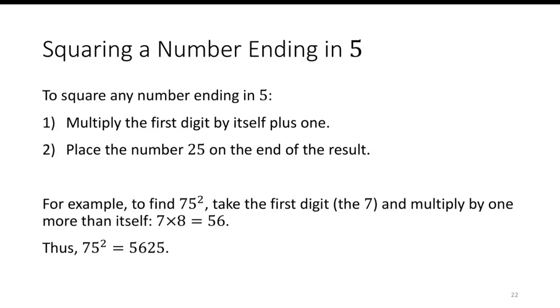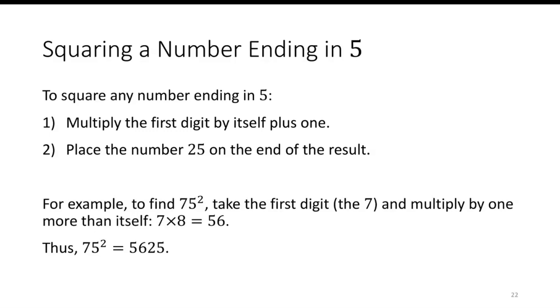Now, suppose you want to square a number that ends in a 5. So like 25 squared or 35 squared or 45 squared. One trick is to multiply the first digit, the one on the left, by itself plus 1, and then tack on 25 at the end.